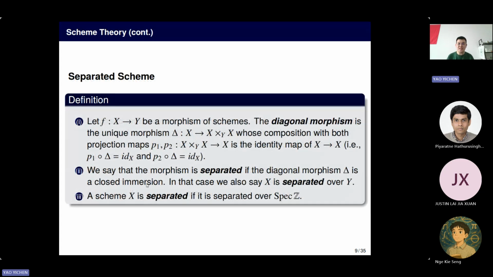We define it by the diagonal morphism, which is the unique morphism of the diagonal map from X to the fiber product X times X.